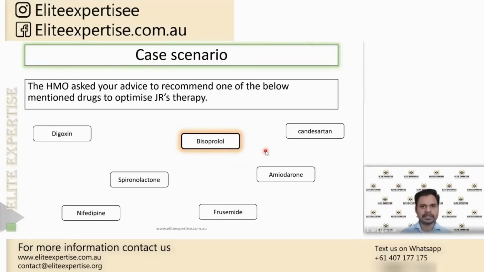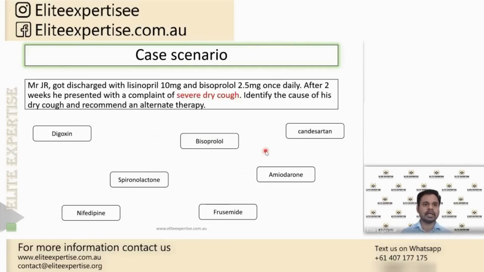Already the patient is on lisinopril. So now we have started bisoprolol. Lisinopril and bisoprolol, that is an ACE inhibitor plus beta blocker combination. Then let's see what happened later on. Okay. So Mr. JR, the patient, got discharged with lisinopril 10 milligram and bisoprolol 2.5 milligram once a day.